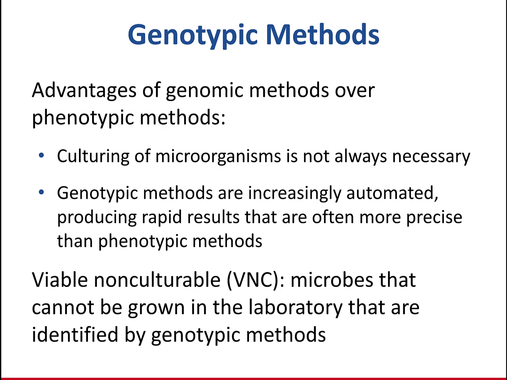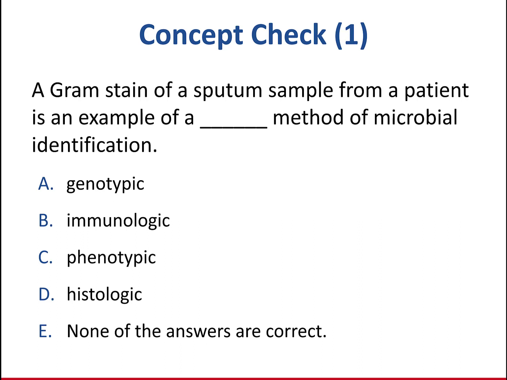So that's nice. The advantages of a genomic method, of course, is you don't have to culture it. It's culture free. So you look for the presence of the genetics. So genotypic methods are increasingly automated, producing rapid results and more precise. And it's very sensitive, parts per billion, or even better. And it's viable, non-culturable microbes that cannot be grown in a laboratory, but still there's enough genetics there that we can pick it up, and that's valuable. Otherwise, clinically, we wouldn't have a clue.